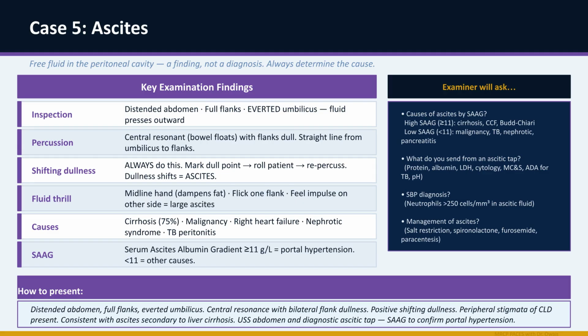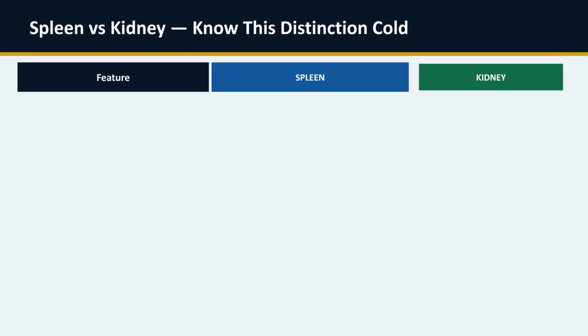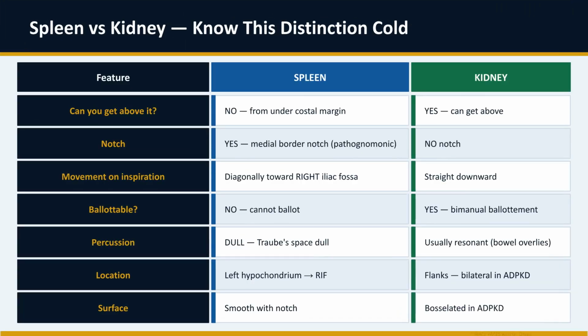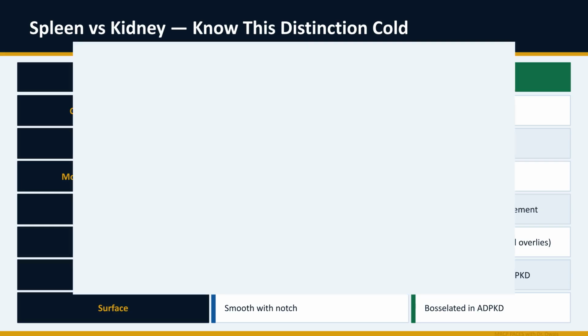I would confirm with an abdominal ultrasound and arrange a diagnostic ascitic tap. Serum ascites albumin gradient greater than 11 grams per liter would confirm portal hypertension as the cause. To distinguish between a spleen and a kidney, remember these key features. The spleen cannot be got above and has a notch. The kidney is ballotable, moves straight downward on inspiration, and is usually resonant to percussion.